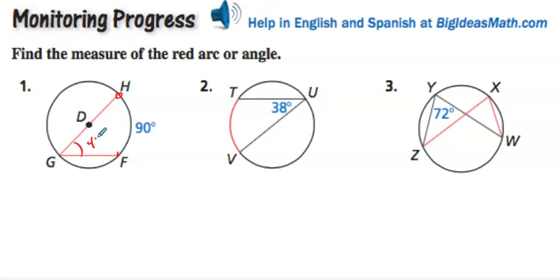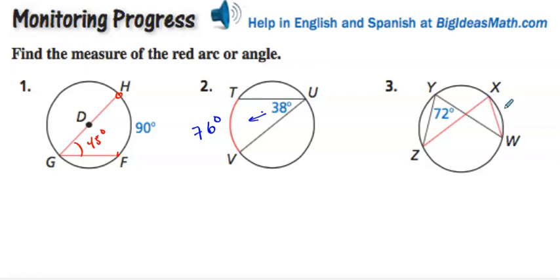So this angle is 45 degrees, so the arc is going to be twice that. Vice versa, I'm giving you the angle, and you have the angle measure. Therefore, the arc is going to be 76 degrees there.